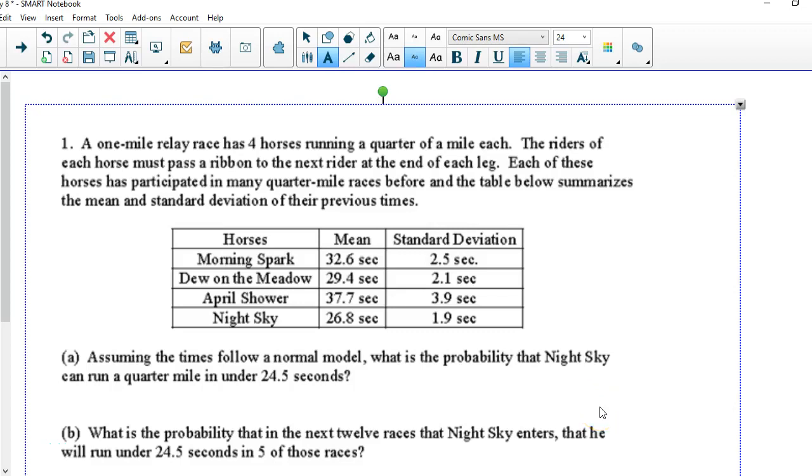Okay, a 1 mile relay race has 4 horses running a quarter of a mile each. The riders of each horse must pass a ribbon to the next rider at the end of each leg. Each of these horses has participated in many quarter mile races before, and the table below summarizes the mean and the standard deviation of their previous times.